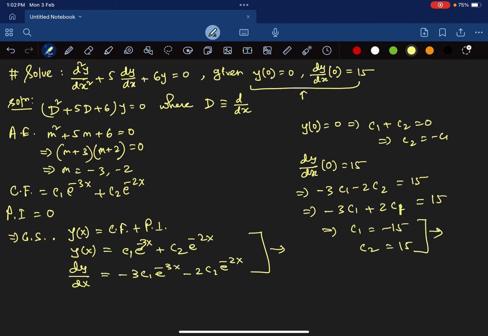So all together you can get the particular solution. What will be that particular solution? Just back substitute. y(x) is equal to C1, that is minus 15 e power minus 3x plus 15 e power minus 2x. This will be the final solution.